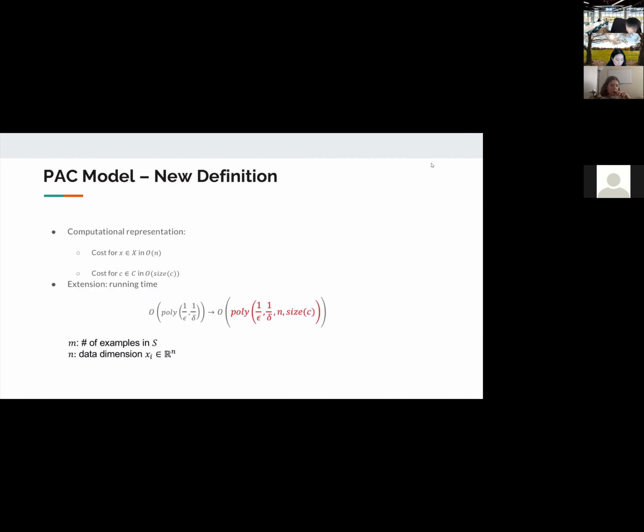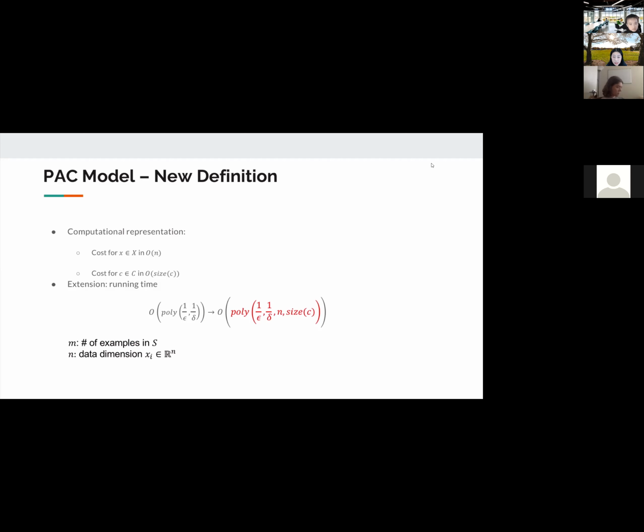This is going to be a slightly modified definition of the PAC model. We're not using that in the later analysis, but I just wanted to introduce this. There is this computational representation, which says there is a cost for representing x within the input space, and the cost is on the order of n. You can imagine this is just like the input dimension, small n. There is also the cost of representing the target concepts, which is just on the order of size(C).